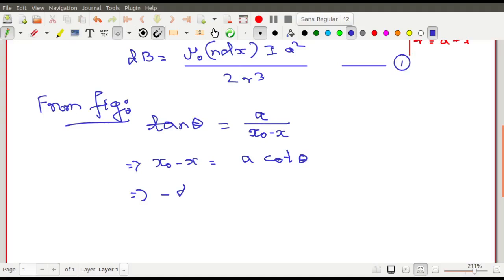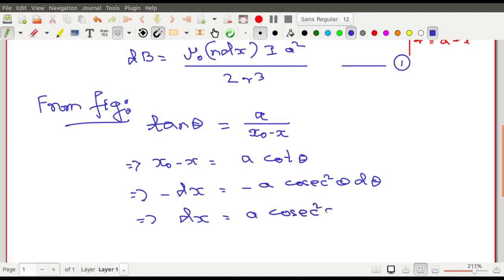And if I take a dx from here, so it is minus of dx is equals to minus a cosec square theta d theta. So this will simply give you dx is equals to a cosec square theta d theta. That is the expression of dx. Let it be equation number 2.